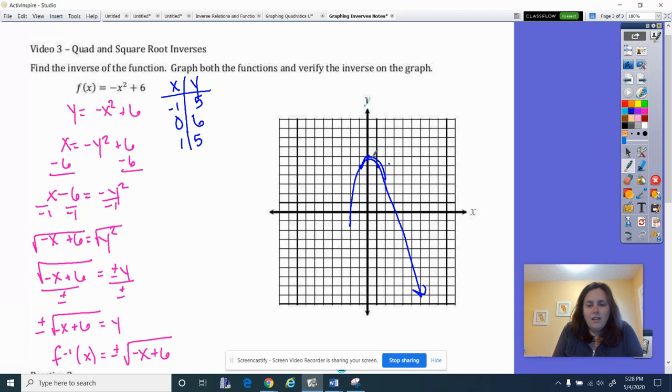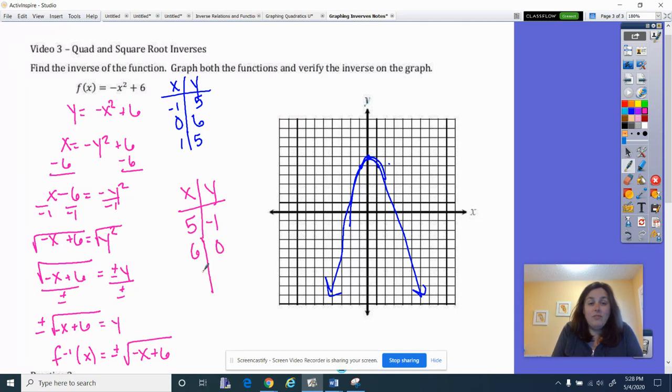All right. Now, we have not talked about graphing square root functions. So how am I going to graph the inverse of this when we don't actually know how? Well, what do I know about the inverse? I know that these ordered pairs should be backwards, right? So I'm just going to write the inverse of the ordered pairs. So when x is 5, y will be negative 1. When x is 6, y should be 0.